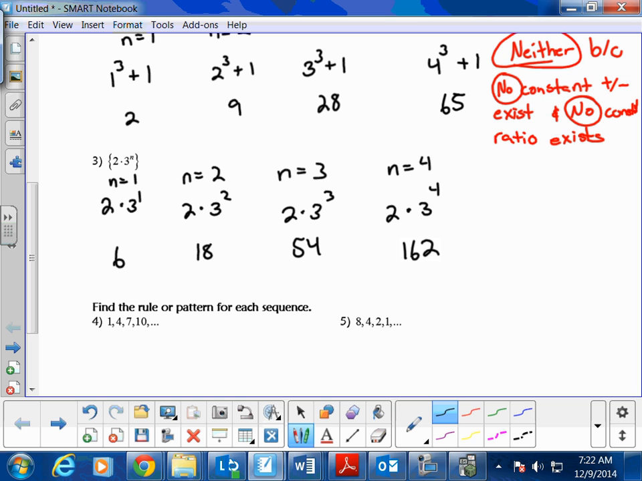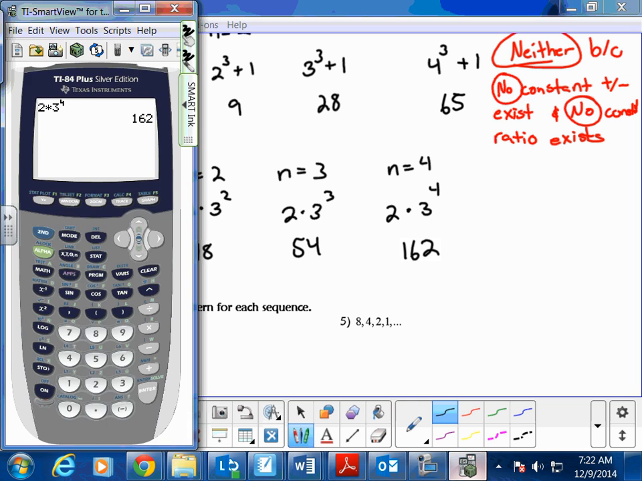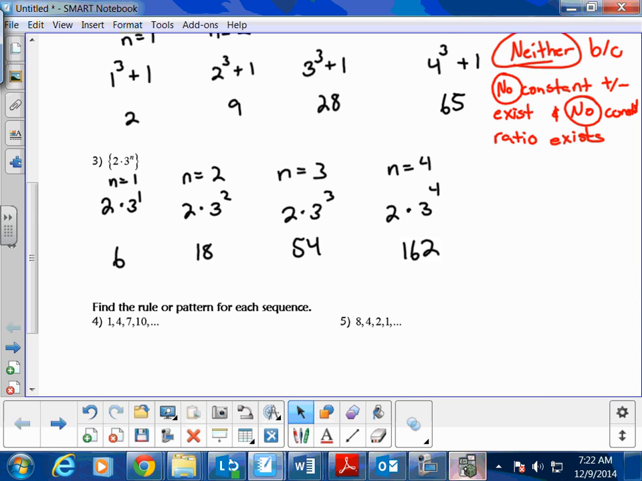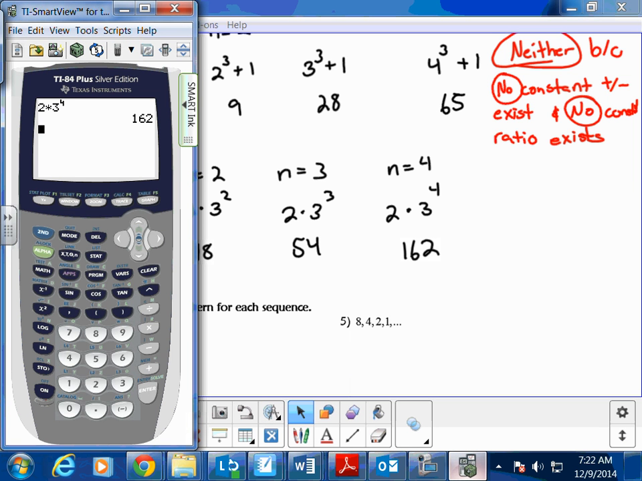So let's see if there's a common ratio in this one. I would imagine this one's geometric because it's the only one we haven't yet done. But let's verify. We don't want to guess. It may be either as far as we know. The first two terms: 18 divided by 6 is 3. 54 divided by 18 is 3. And 162 divided by 54 is 3.